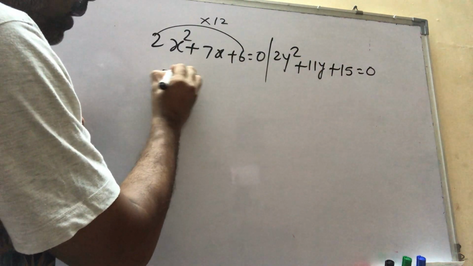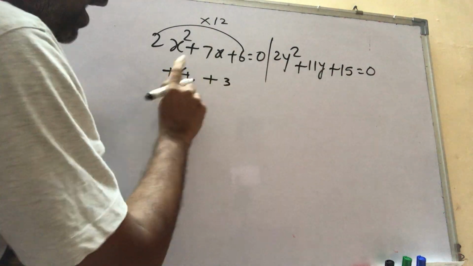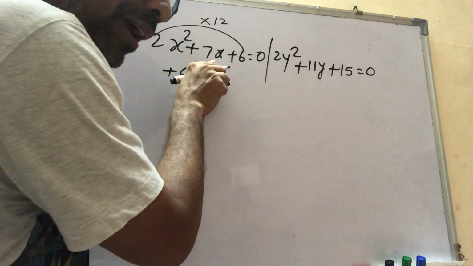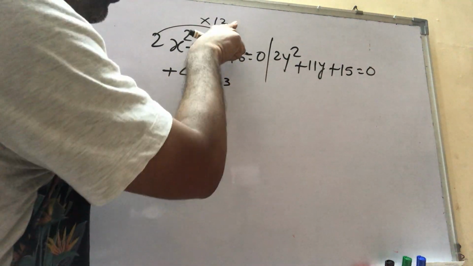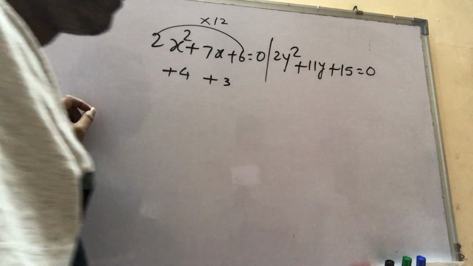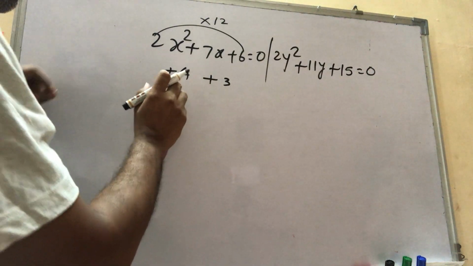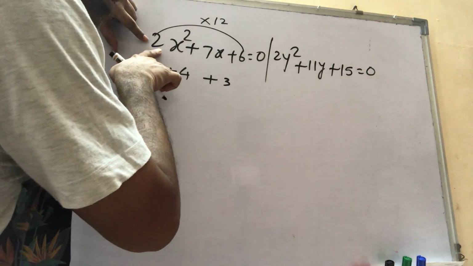So plus 4 and plus 3. Look, plus 4 plus 3 would be plus 7. And when you do multiplication of plus 4 into plus 3, that is going to be plus 12. Now see, in the earlier case there was a 1. Now here it is other than 1.